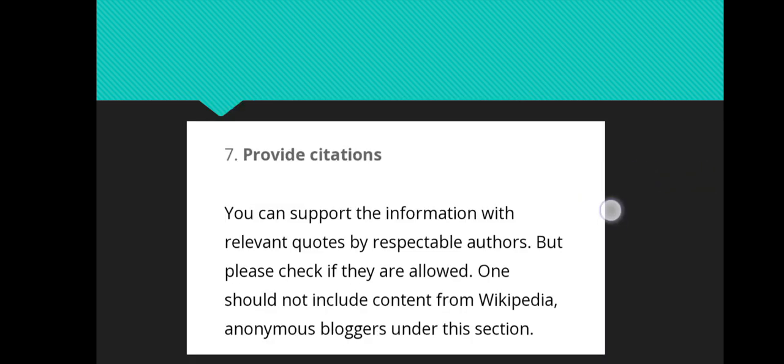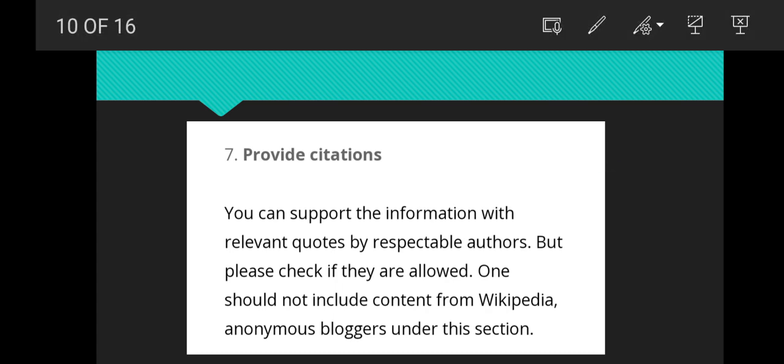Next, the 7th point is provide citations. Now what does it mean, provide citations? Citations refers to giving the knowledge of something, like of any book, any article, any organization. You have to give information about the author, about the book, about the article, about anything. So you have to provide that citation.